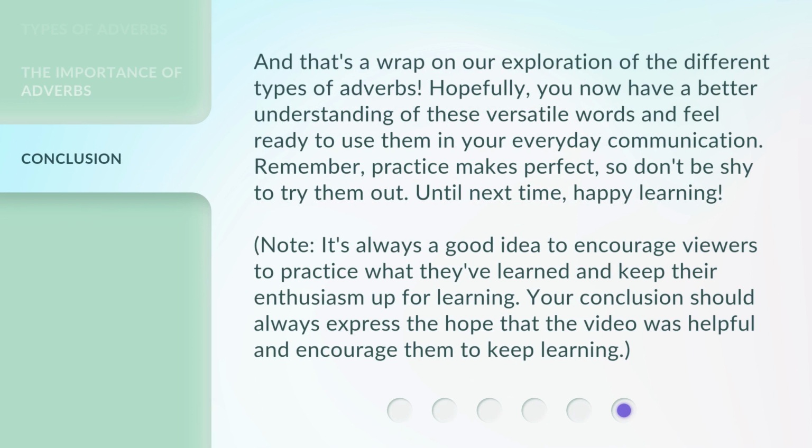And that's a wrap on our exploration of the different types of adverbs. Hopefully, you now have a better understanding of these versatile words and feel ready to use them in your everyday communication. Remember, practice makes perfect, so don't be shy to try them out.